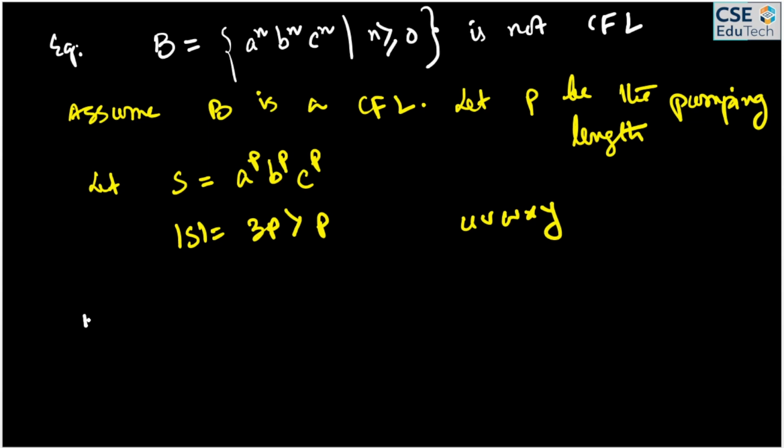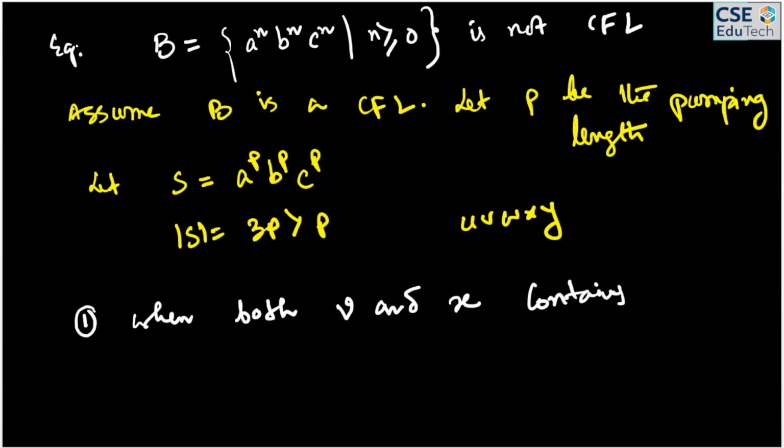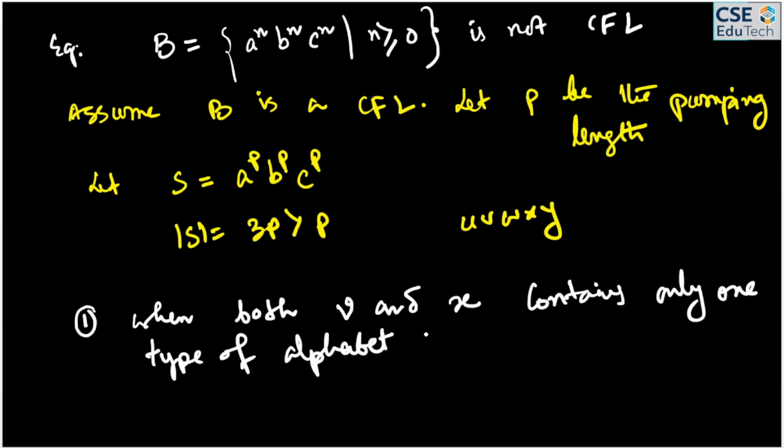Case one, when both V and X contain only one type of alphabet symbol. That means V contains only either A or B, not mixing. Similarly, X contains either A, B or C, but cannot mix. Right?